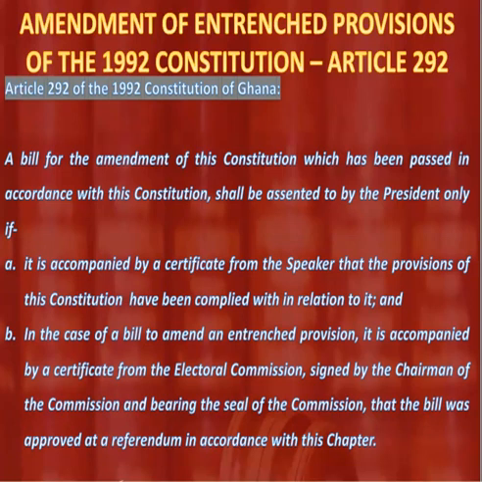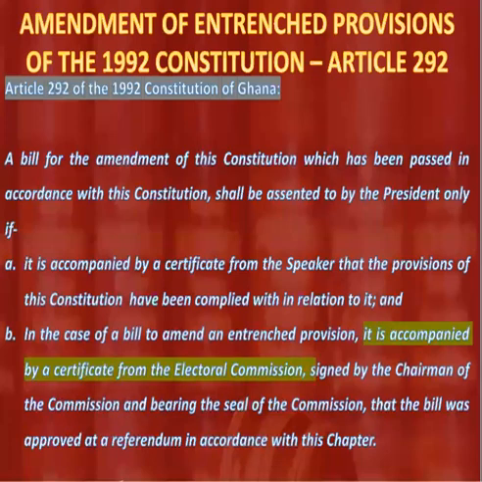Quote ends. It means that before the President shall assent to the bill for the purpose of amending an entrenched provision, there must be a certificate emanating from the Electoral Commission, and this must be signed by the Chairman of the Electoral Commission, and it must indicate that the bill was approved at a referendum conducted in accordance with Chapter 25 of the Constitution. These are the steps for amending the entrenched provisions of the 1992 Constitution of Ghana.